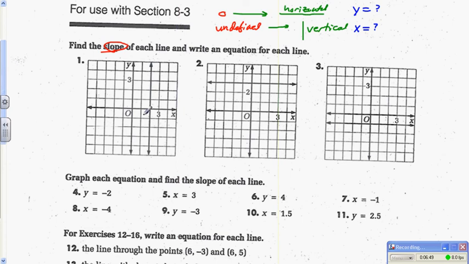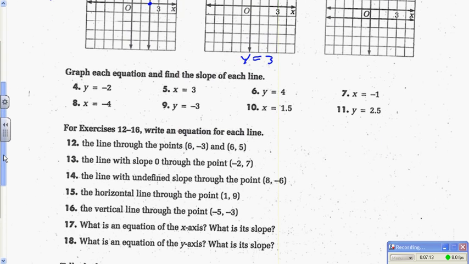So this one is vertical, which means it's going to be of the form x equals something. And if you notice, it crosses the x-axis at 2, so it would be x equals 2. This one crosses the y-axis, and it's horizontal, so it's y equals, and the value of 3.